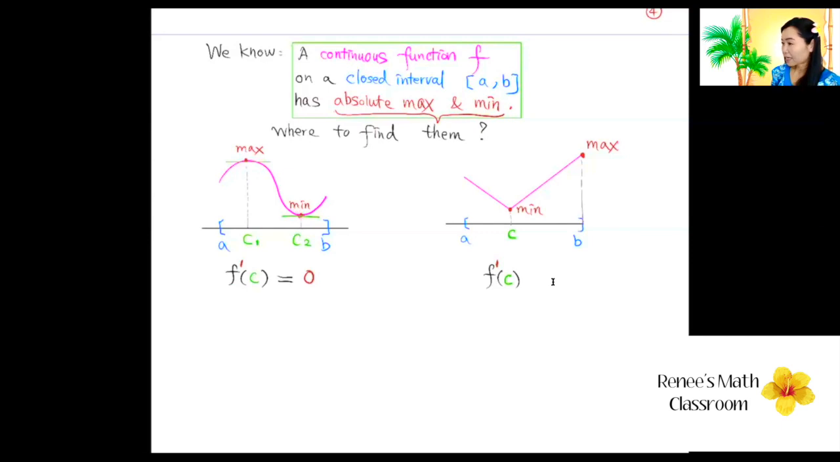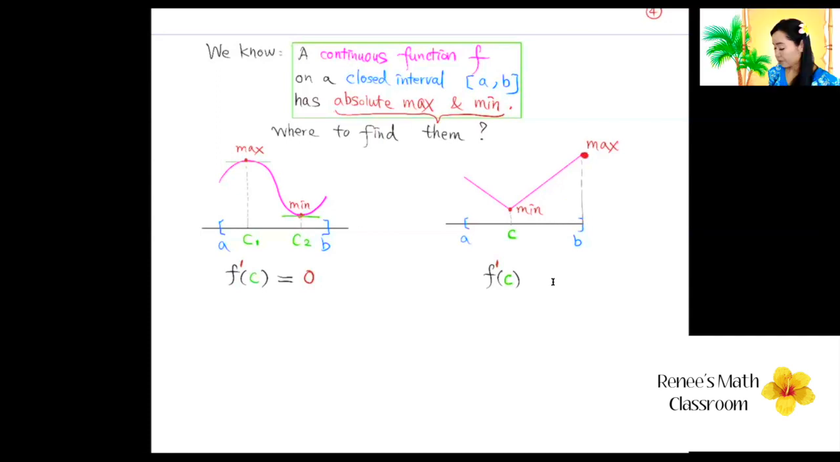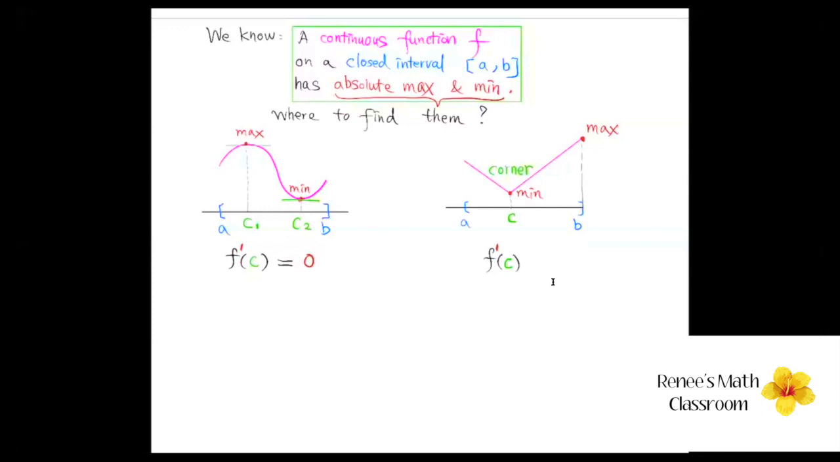Okay, so that gives us a hint that we might look at absolute max and absolute min at the place where the derivative equals 0. Now looking at this one over here, this function is continuous on this closed interval a to b, and you see the maximum over here and the absolute minimum over here. What's so special about this point? This one over here is a corner. Does that mean that it does not have a slope?